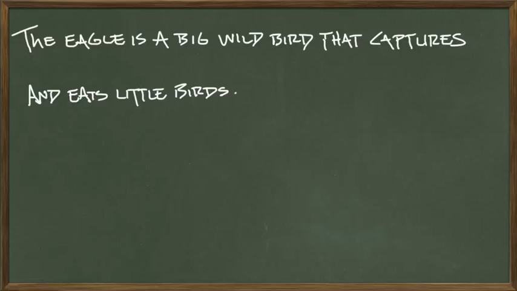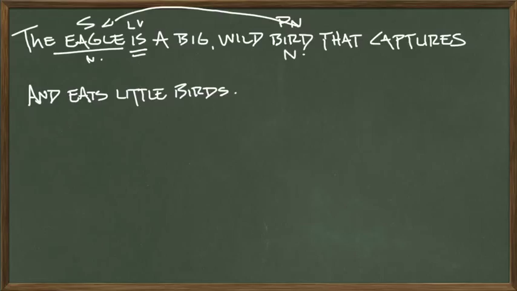The answer to the question is, the eagle, that comes actually directly from the book. It's on page 69, line 9 and 10. The eagle is a big wild bird that captures and eats little birds. So, if we parse this, we would have the eagle, subject of the sentence, nominative case. The eagle is, that's a linking verb, and it's linking bird to eagle. When a noun follows a linking verb and renames the subject, it is a predicate nominative and goes into the nominative case. What kind of bird?